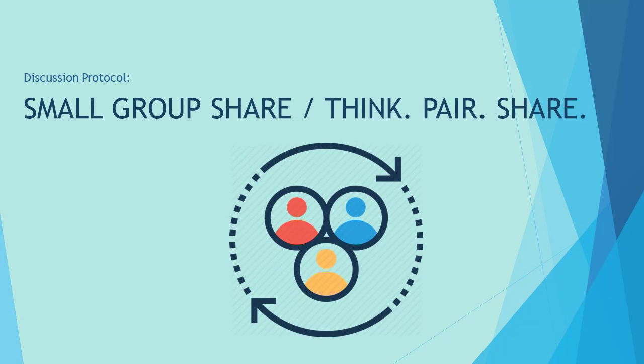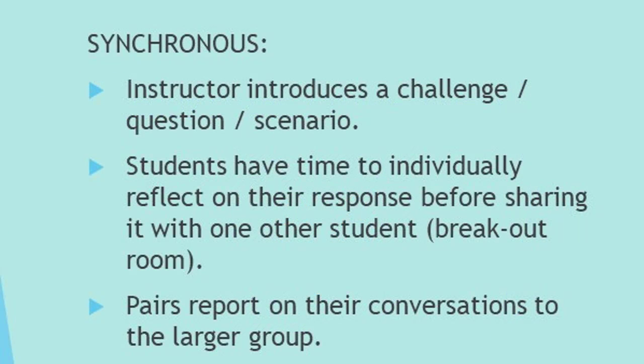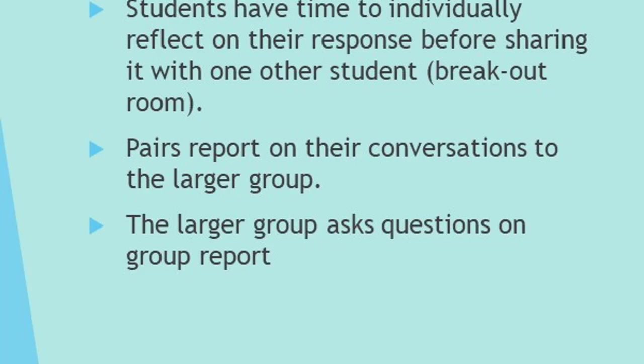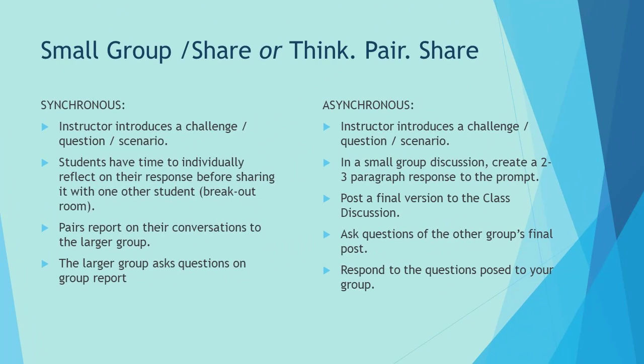Next up, we have small group share or think pair share. So in this type of discussion, the instructor introduces a challenge, question, or scenario. Students have time to individually reflect on their response before breaking out into their small groups, into their pairs or three or quads to a group or quints to a group. And they have a set amount of time to discuss the challenge, question, or scenario, come up with some results. The pairs then report out on their conversation to the larger group, and the larger group can ask questions on this group's report.